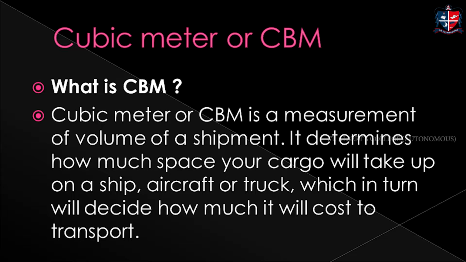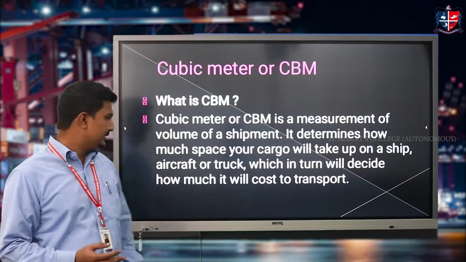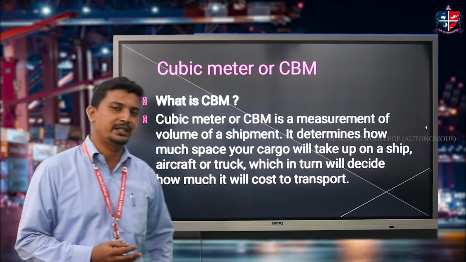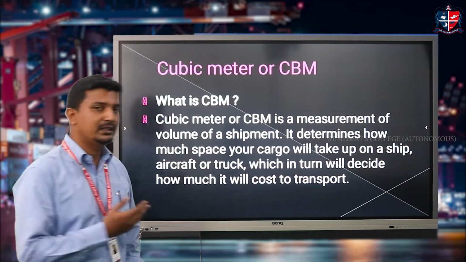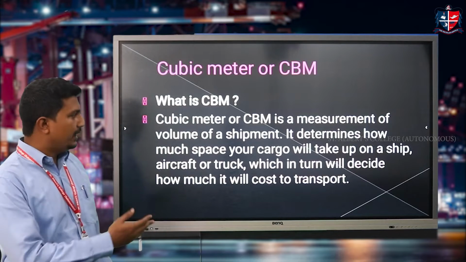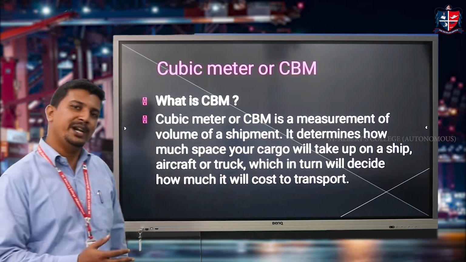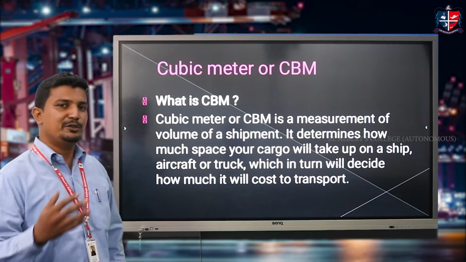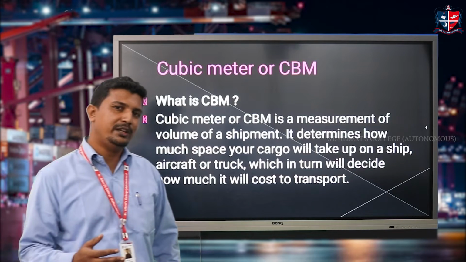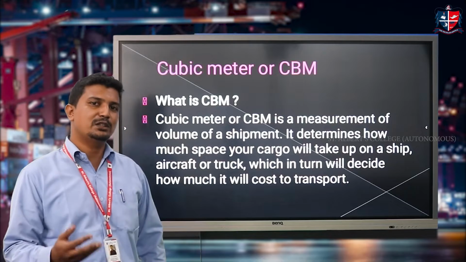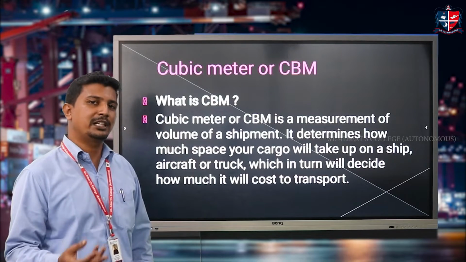CBM, cubic meter, is a measurement of the volume of a shipment. It determines how much space your cargo will take up on a ship, aircraft, or truck, which in turn decides how much the transportation will cost. So when we transport cargo from one place to another, whether by air, water, rail, or truck, we have to determine how much space or how much weight it occupies in that mode of transportation.